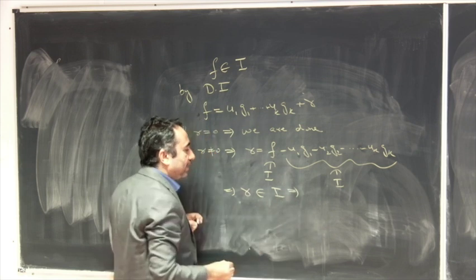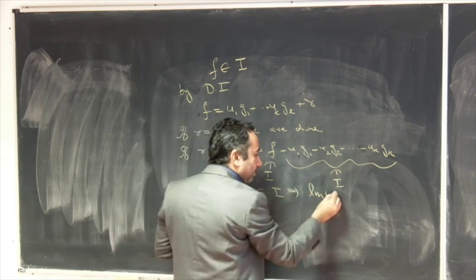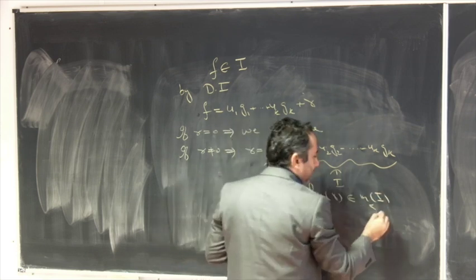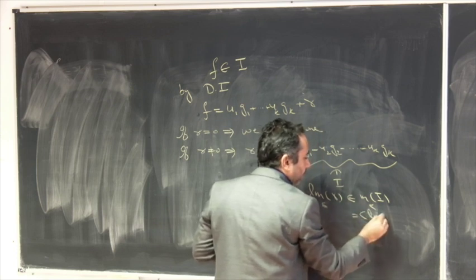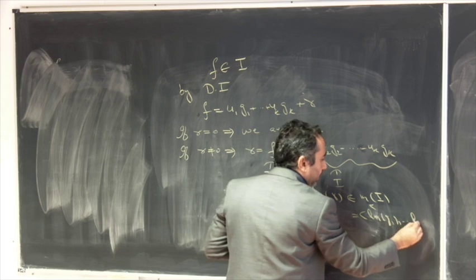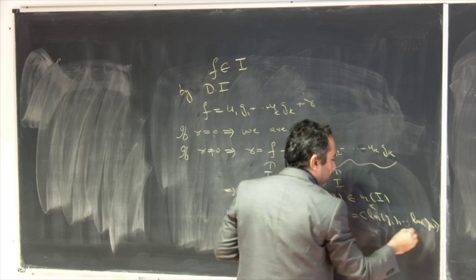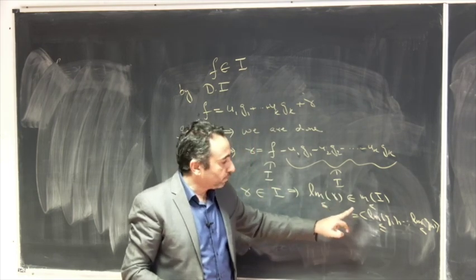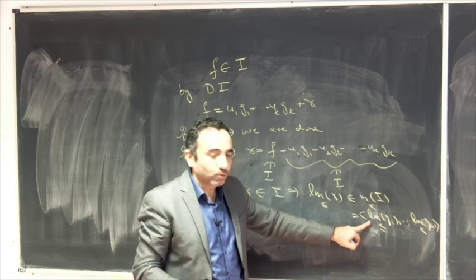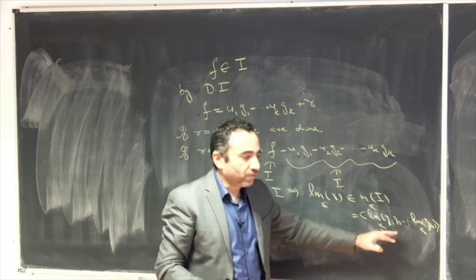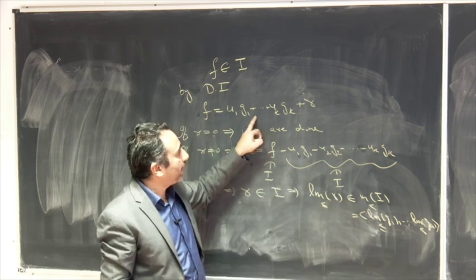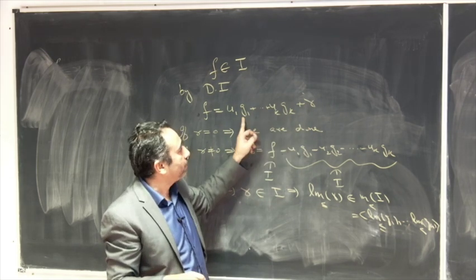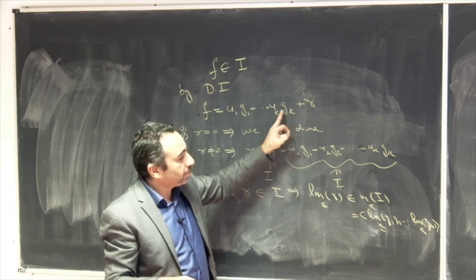But if r belongs to I, that means the leading monomial of r will belong to the initial ideal of I. But we said that the initial ideal is generated by the leading monomial of g1 up to the leading monomial of gk. So since the leading monomial of r belongs to this combination of leading monomials, that means some leading monomial divides the leading monomial of r. But on the other hand, by the division algorithm, r does not contain any term which is divisible by any of the leading monomials of g1 up to gk. So that means this is a contradiction.